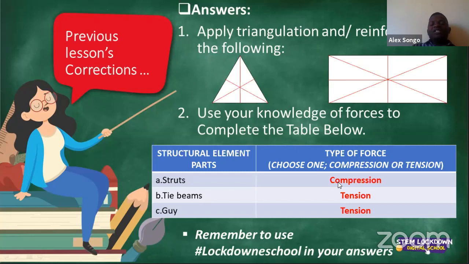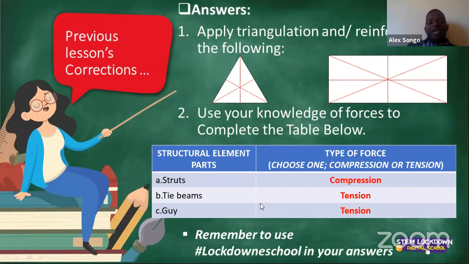It means that the struts are important in stabilizing the cell phone tower in a way that it brings them together or it pulls them in the same direction. We then go to tie beams. Tie beams, ladies and gentlemen, what do tie beams do? It's a tension force that they apply. What does that mean? It means that you are moving in opposite directions.